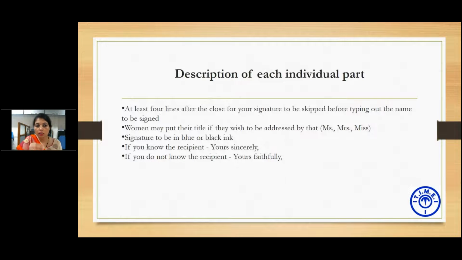So conventionally, you do write yours sincerely if you know the recipient, and you write yours faithfully if you do not know the recipient. But in bank exams, now this is not something which will make you lose marks or earn marks. I mean, if you don't write anything, of course you lose marks. But whether you write yours sincerely or you write yours faithfully, it's absolutely fine.